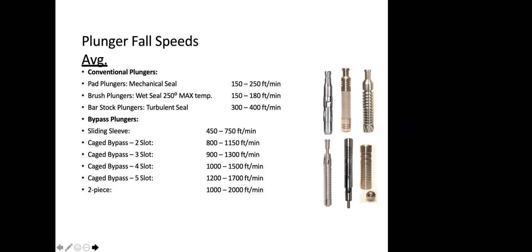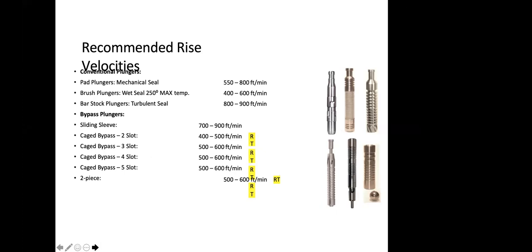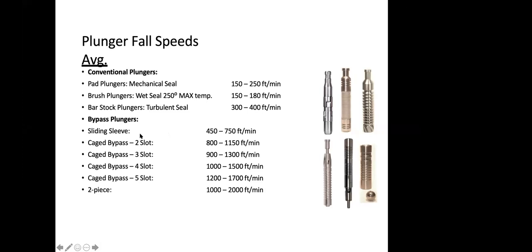So that slide shows you the disparity in fall speeds, starting at the top from a pad plunger all the way down to a two-piece bypass. The velocities in a two-piece in a low-pressure well can fall a lot faster than 2,000 feet a minute. We've seen it, and it can cause some damage if you're not turning that well on before that thing gets to bottom. It's not good to run these bypass plungers from bottom. You want to turn that well on before they reach bottom so that you can slow those things down. You're going to start to tear up equipment.